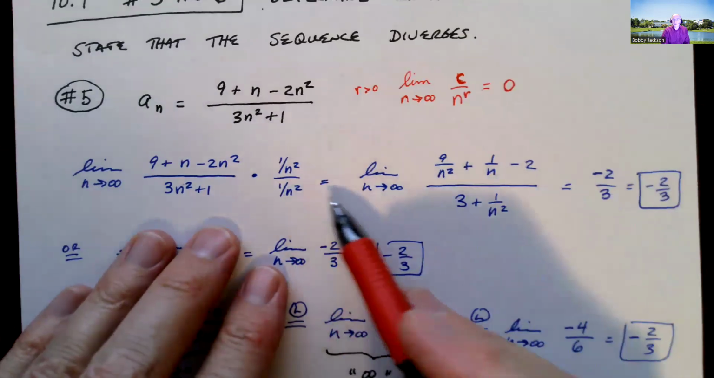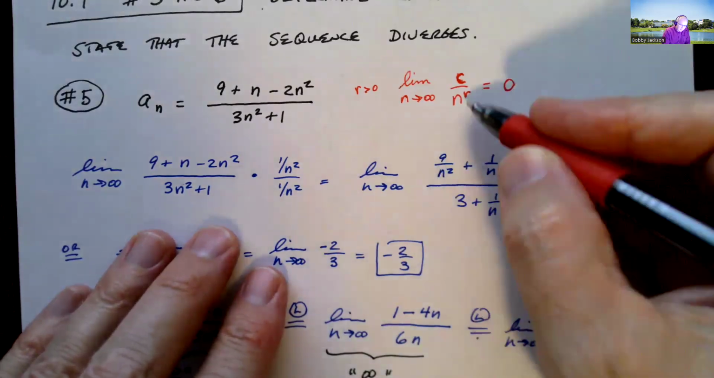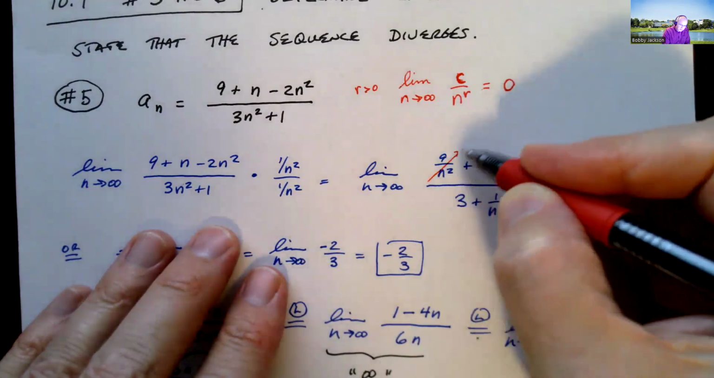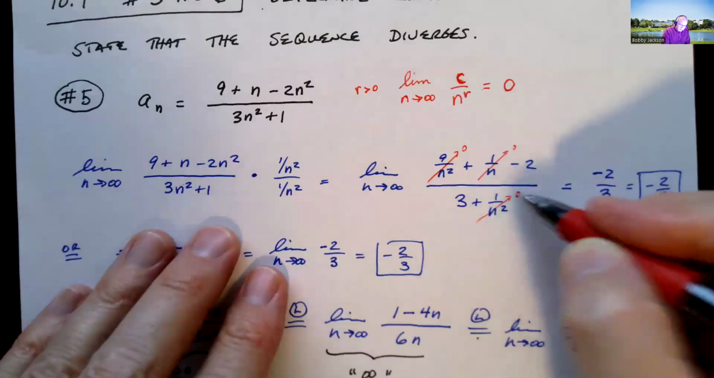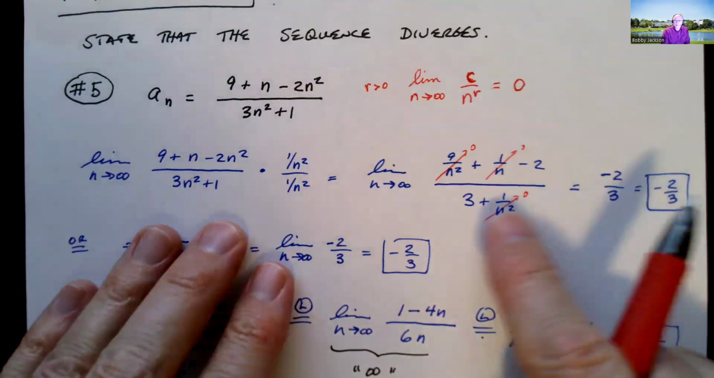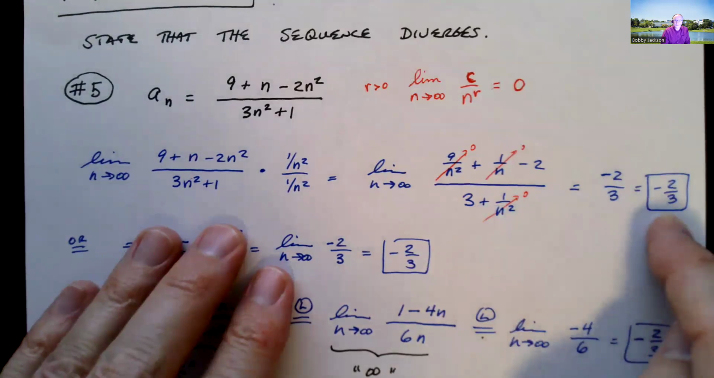So when we do this, though, notice this fraction here, 9 divided by n squared, is like where c is 9 and r is 2. That is going to go to 0. 1 over n, that's going to go to 0. 1 over n squared, that's going to go to 0. And what are we left with? 0 minus 2, we get negative 2 up top. 3 plus 0, we get 3. And our limit is negative 2/3.